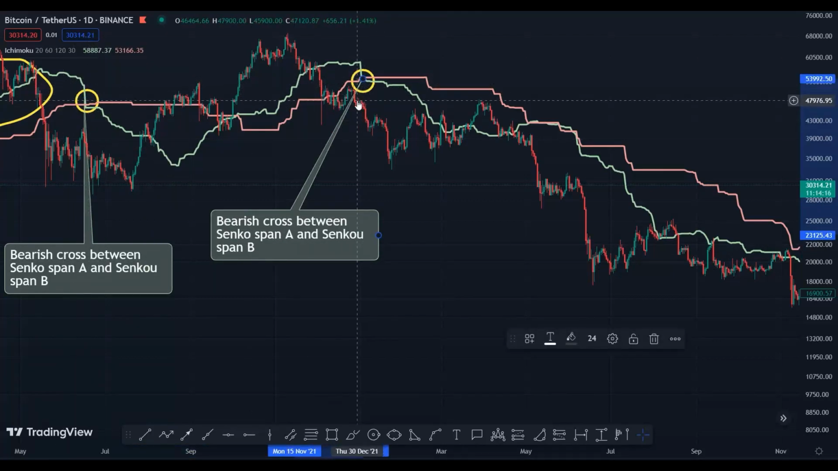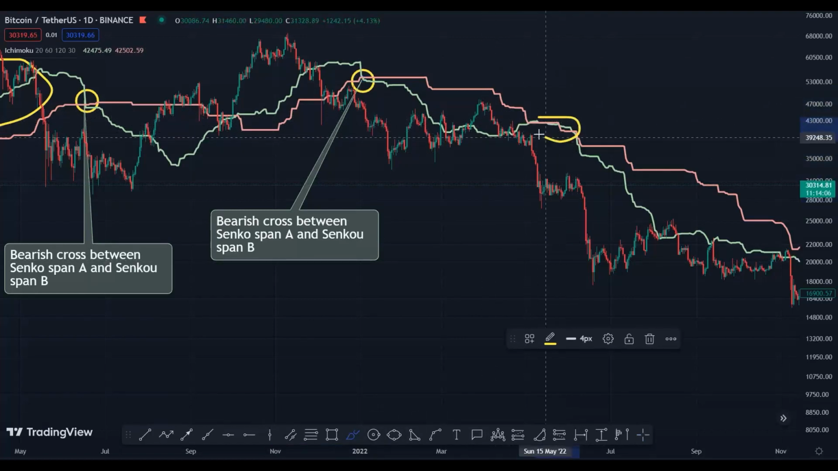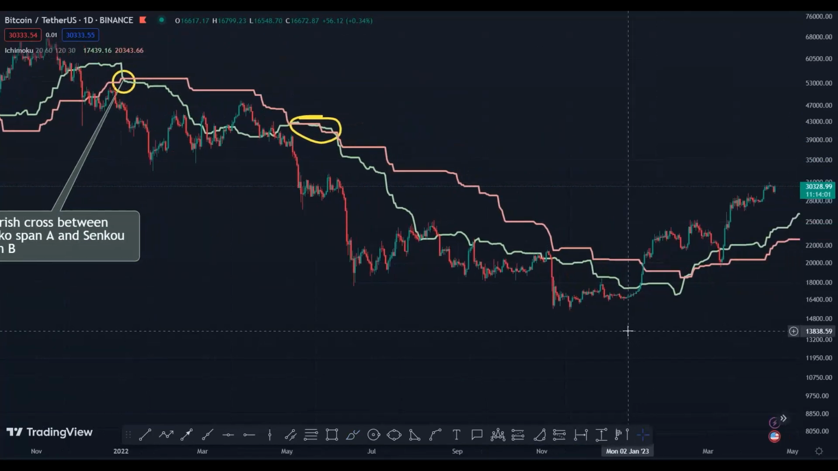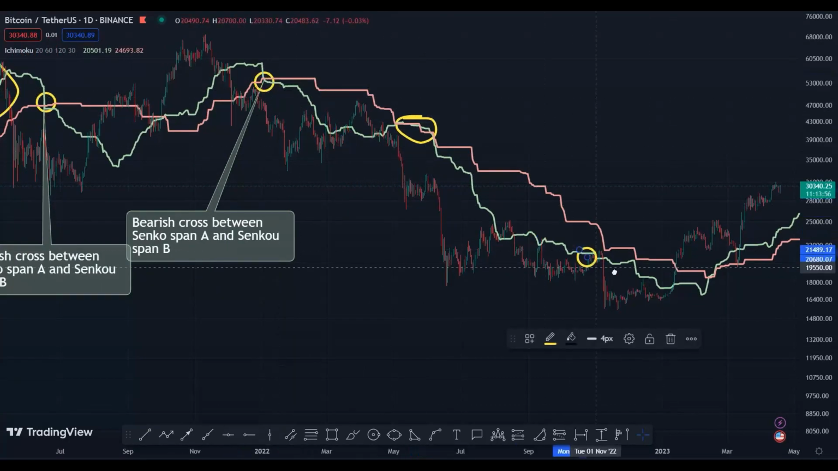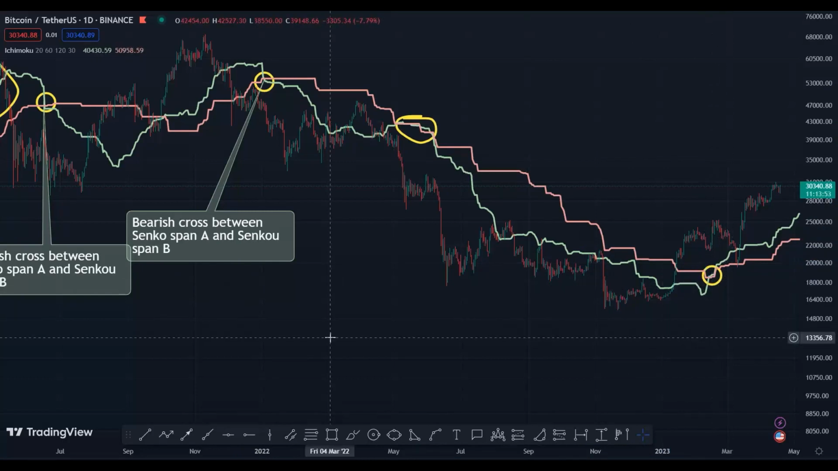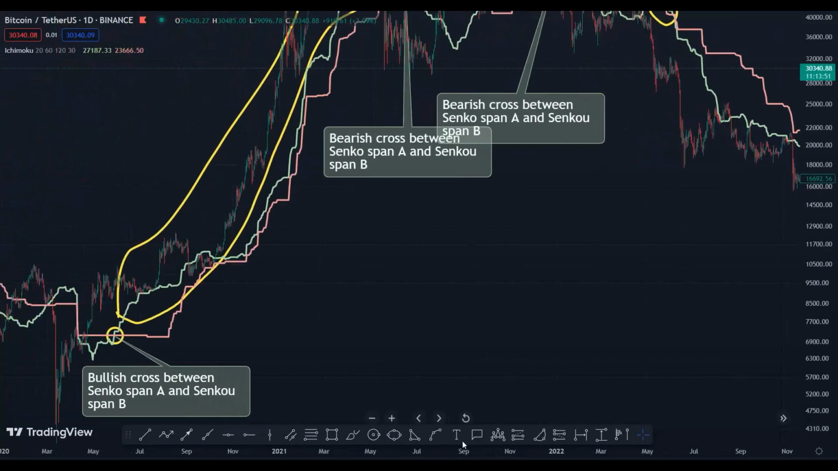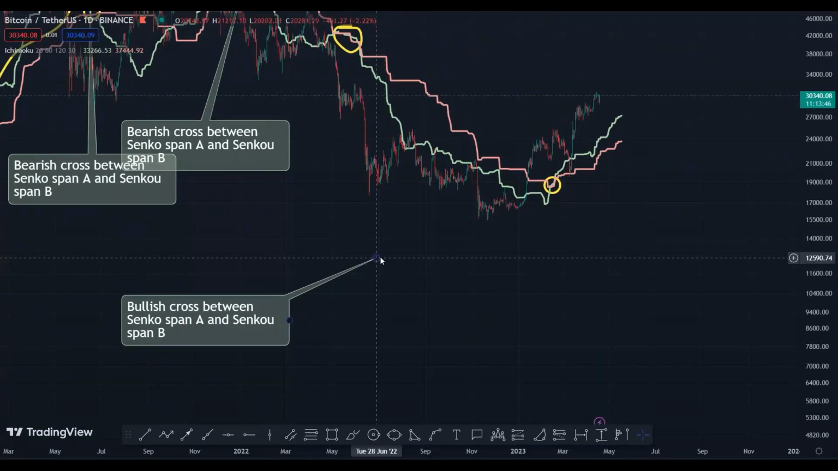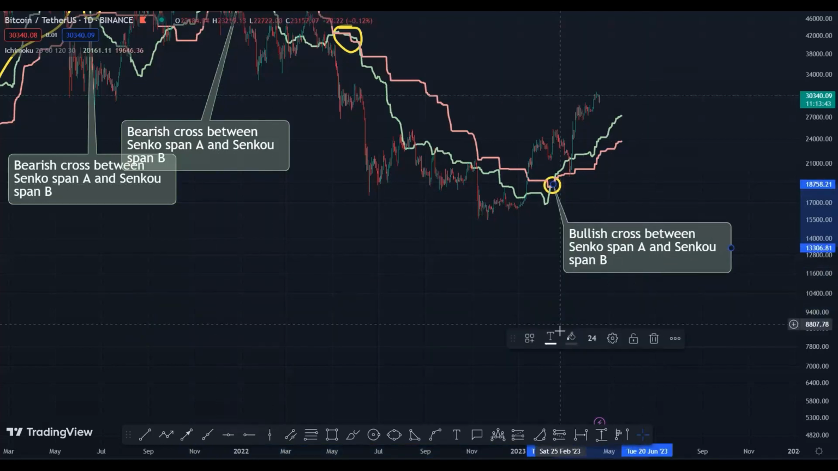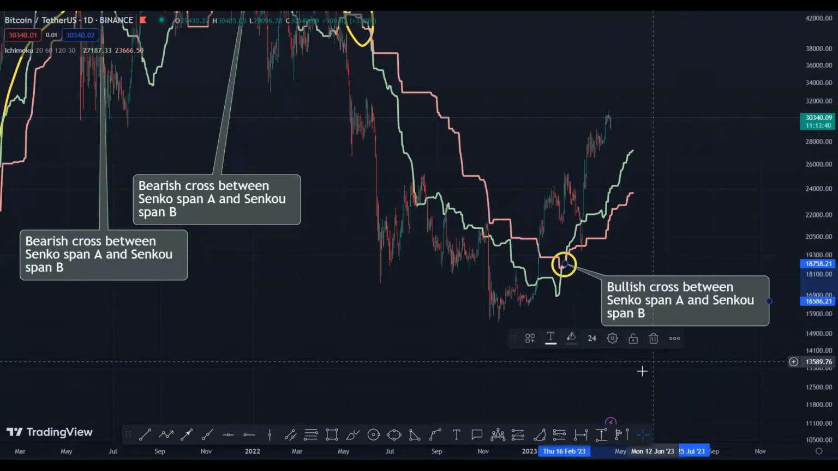It happened around $47,000, okay? And look, we had some choppy movement here, to be honest, okay? Here's a choppy movement here. But look, the next bullish cross happened here. Bullish cross between Senkou Span A and B happened here. And yeah, this could be the beginning of a bull market.